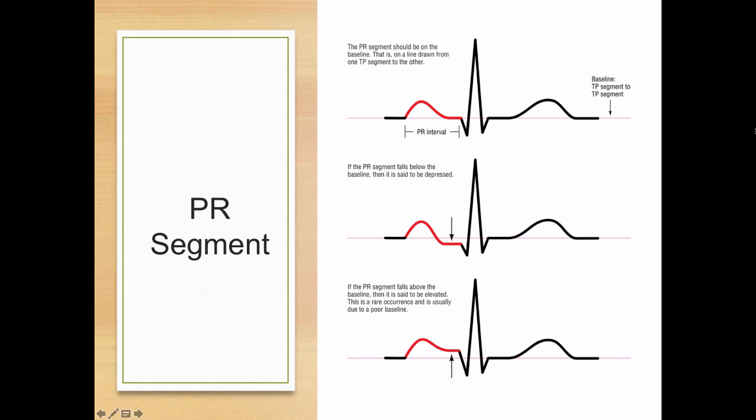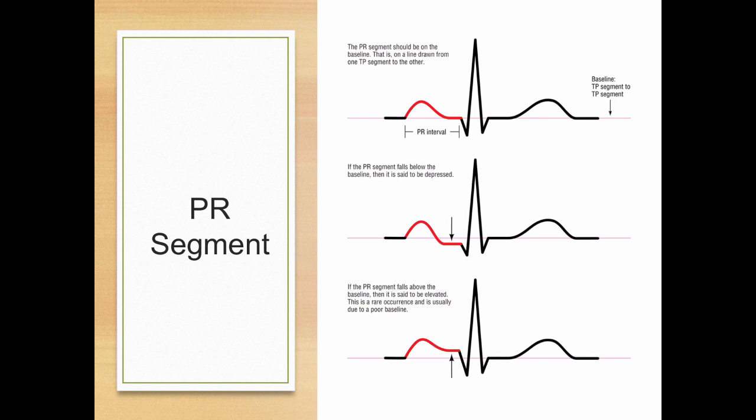Our PR segment should be at baseline. If it's below that, we're going to say that the PR segment is depressed. If it's above baseline, we're going to say that the PR segment is elevated. We'll talk about this later on in the semester, but if the PR segment itself, that point in between the end of the P wave and the beginning of the QRS complex, is depressed, that's a hallmark, classic sign of pericarditis.